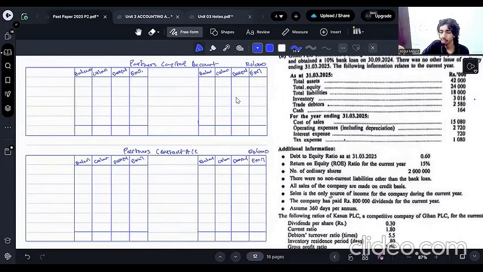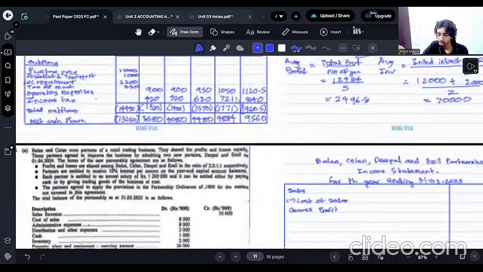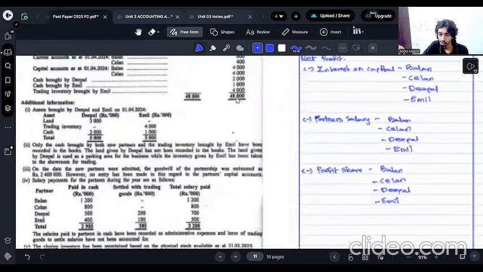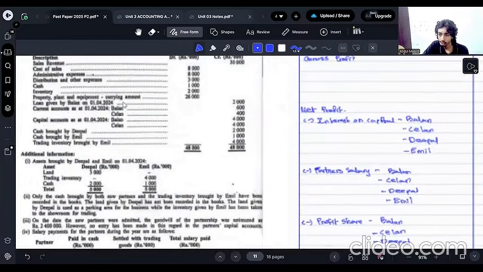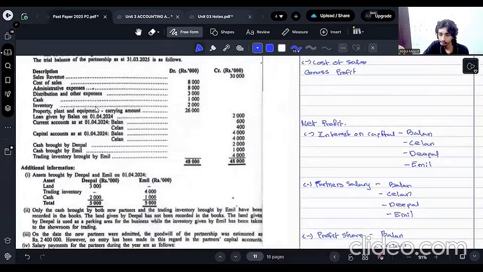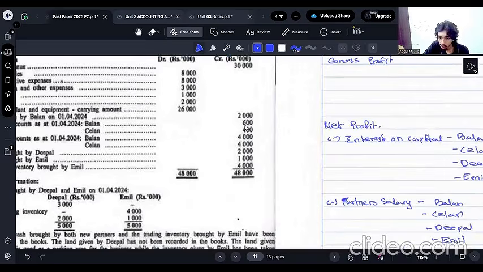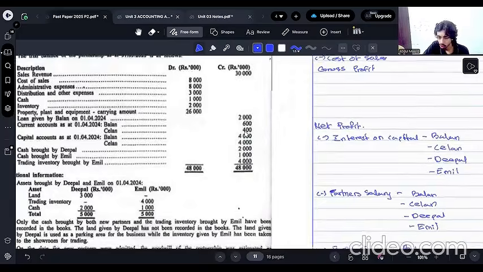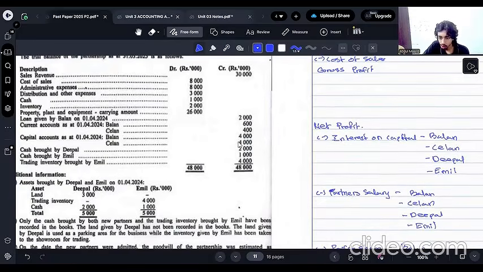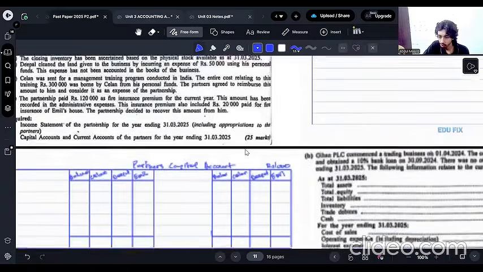Okay, so it was not a hard question. Here you can start by firstly recording the opening balances of the current and capital accounts. The current account opening balances of Balan and Sheelan are 600 and 400, and the capital accounts are 4,000 and 4,000.